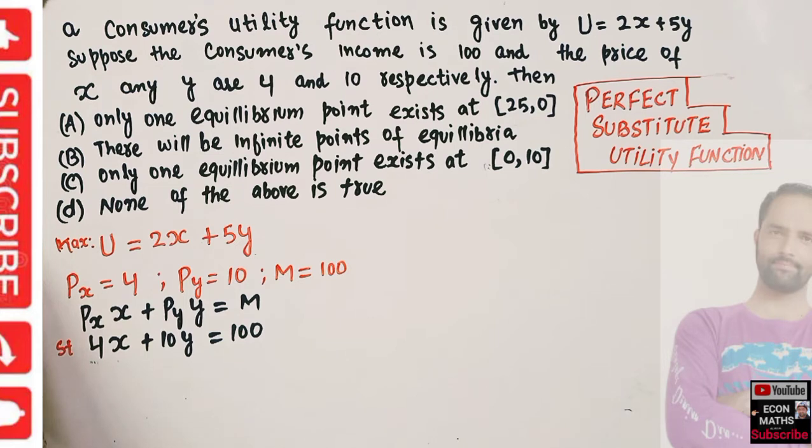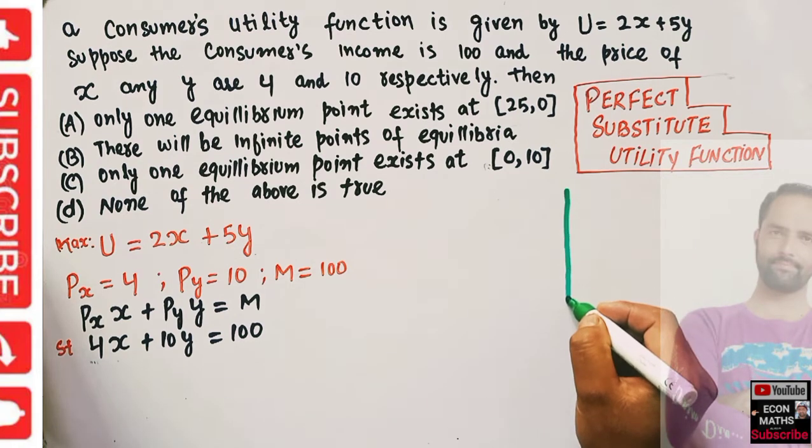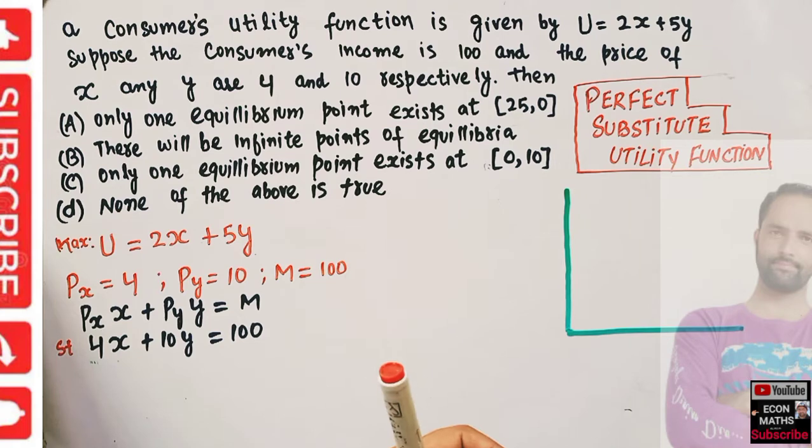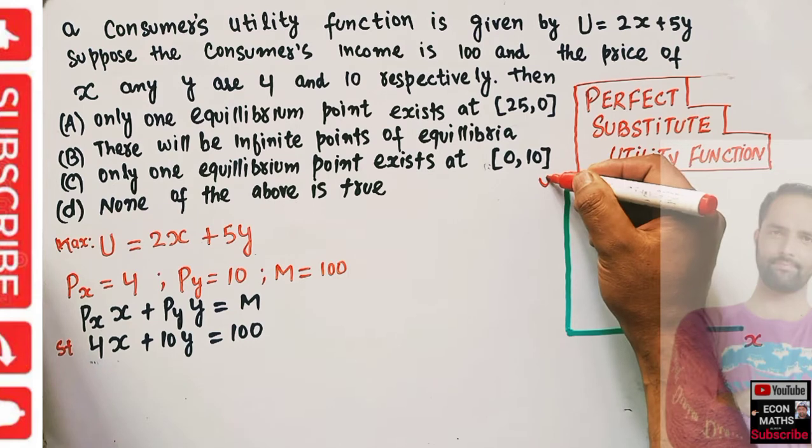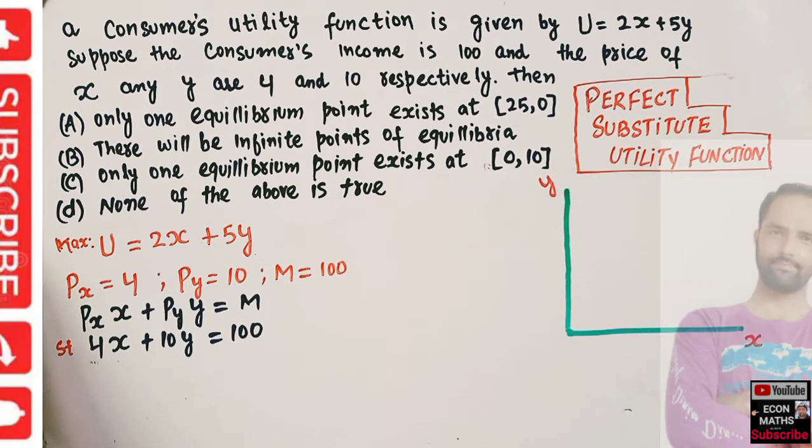And graphically, what exactly does this mean? Let me use another color. Let us say this is a typical graph. On this axis we have the units of good X, and units of good Y are on the vertical axis. Let us first see what our budget constraint is. The budget constraint is 4x plus 10y is equal to 100, and this is our utility function.